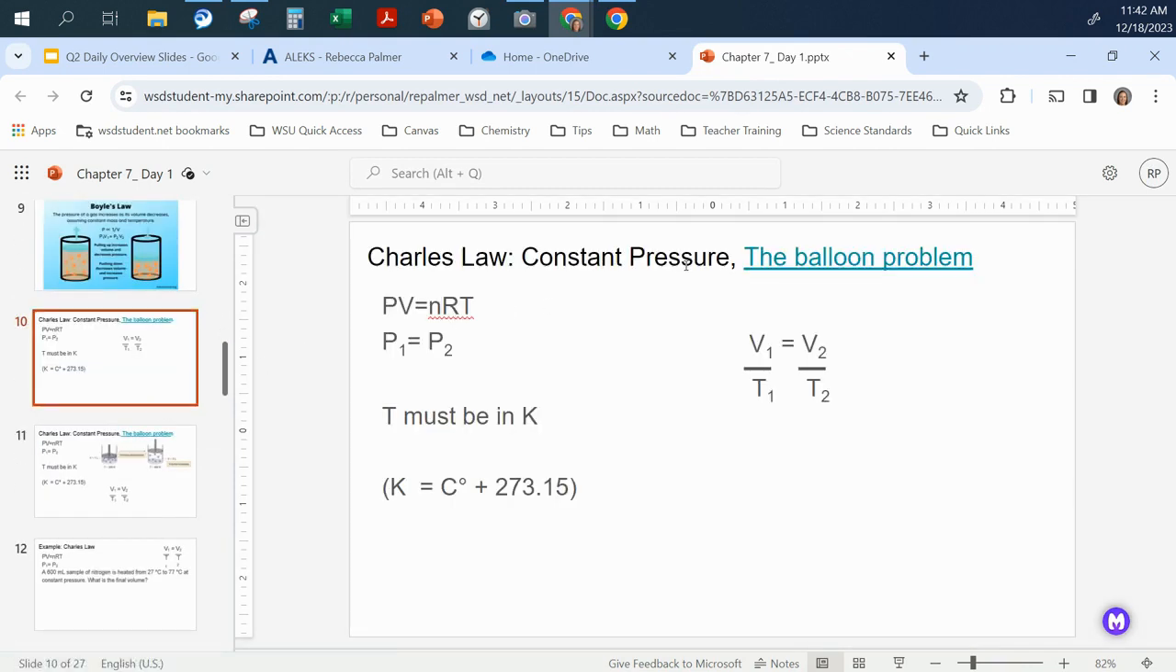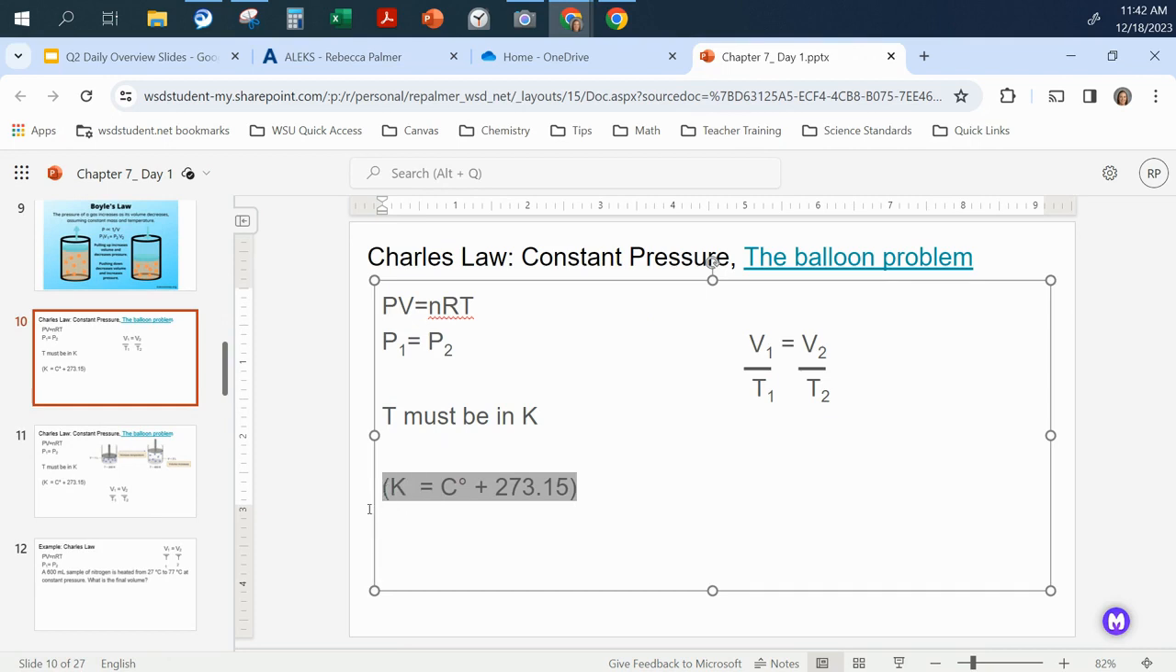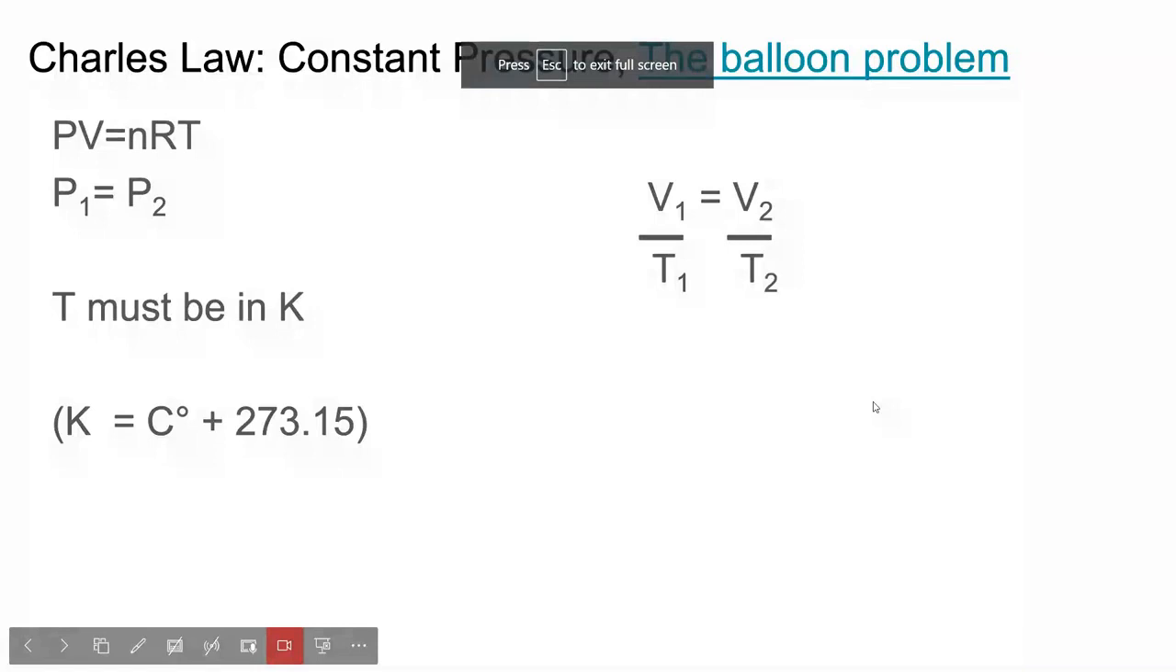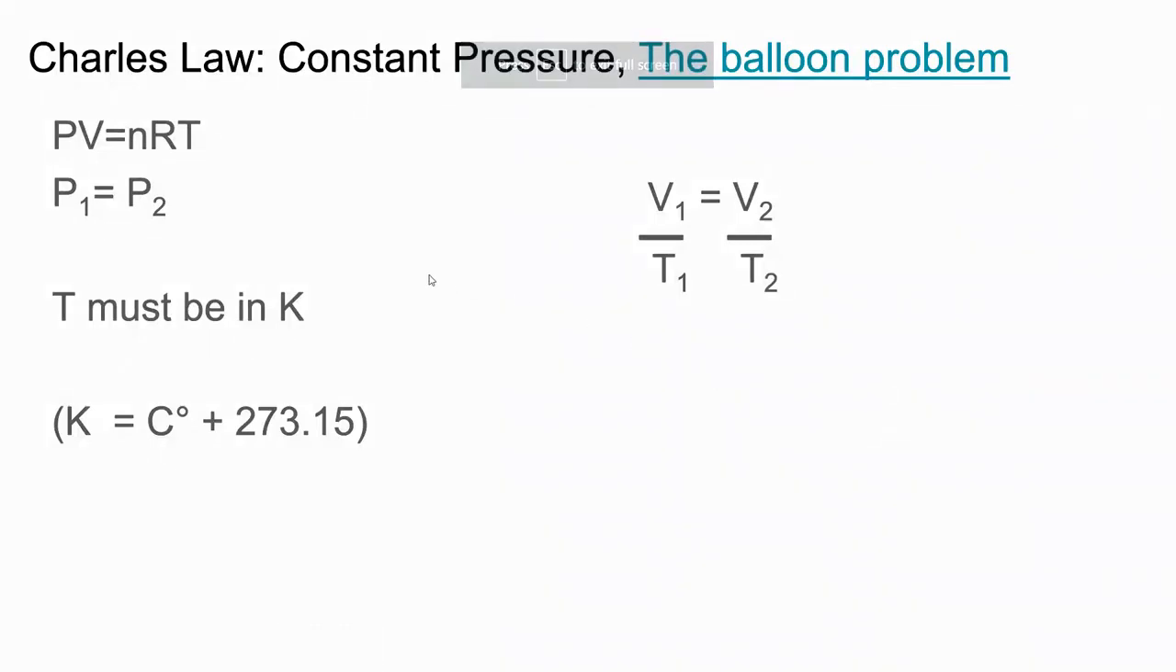Okay, we need the temperature to be in Kelvin for this. This is when the pressure is constant. So we're staying on Earth. We're just going from inside the building to outside the building. So the pressure is staying constant. Then we get this relationship: the initial volume over the initial temperature equals the second volume over the second temperature. For this, temperature must be in Kelvin, and that's why it's making you redo this topic if you need to.